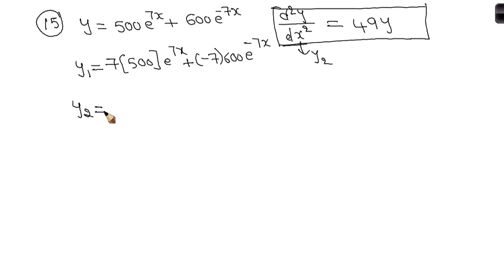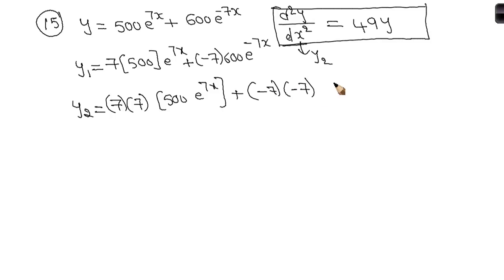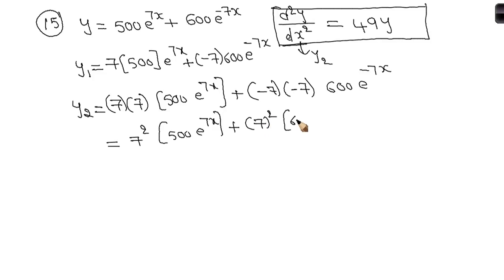y2 would be the derivative again: 7 into 500 into e power 7x, plus minus 7 into 600 into e power minus 7x. So y2 becomes 7 square into 500 into e power 7x, minus into minus 7 would be again 7 square into 600 into e power minus 7x.